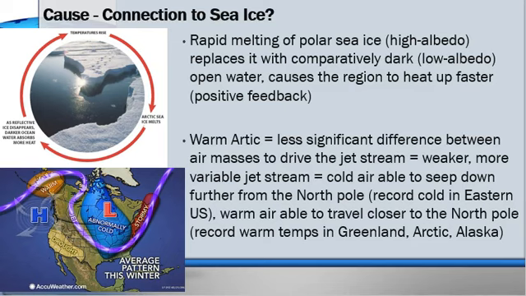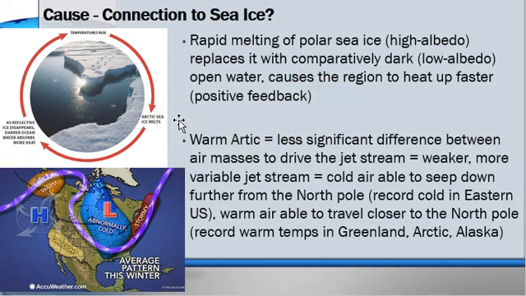So there is some speculation that this could be caused by melting sea ice. So as our sea ice, which has that really high albedo and reflects all that incoming radiation, starts to melt, the water that's in its place has a low albedo. It's not going to reflect as much radiation. It's going to absorb more, and that's going to cause it to heat up even faster. That's going to result in a warm Arctic.